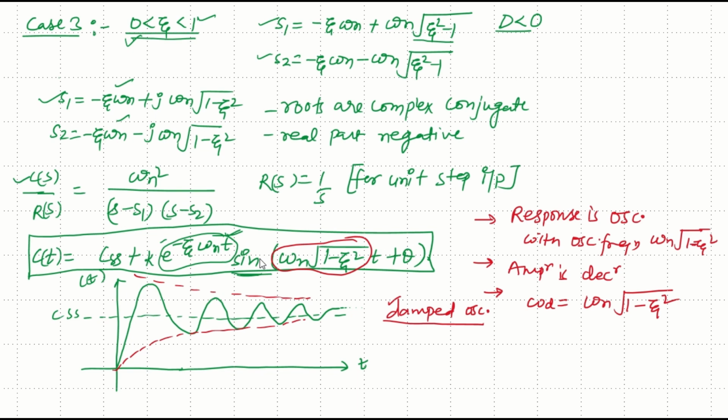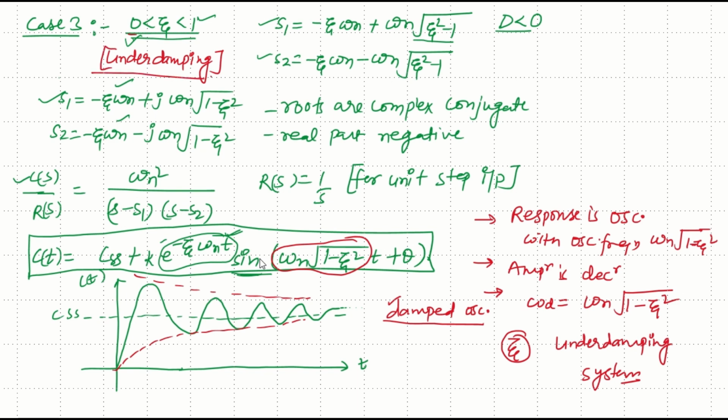Now in this case, damping is not sufficient. We can say zeta is not sufficient to prevent the oscillations. Hence such systems are known as underdamped systems. So this case, when the value of zeta lies from 0 to 1, is known as the underdamping case, because the value of zeta is not sufficient to prevent the oscillations.